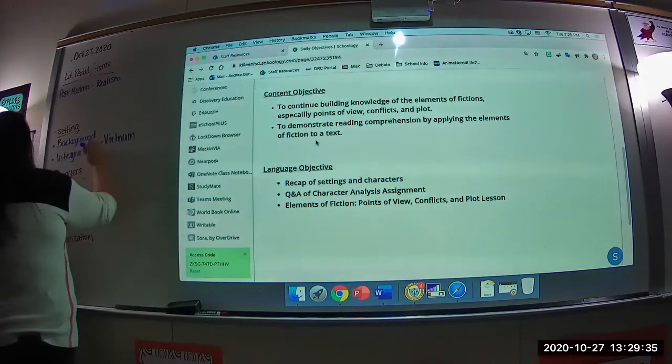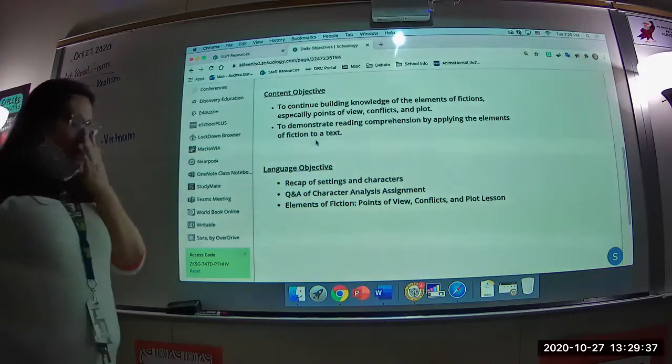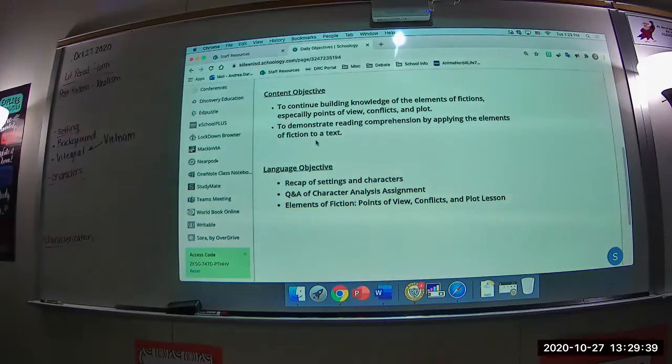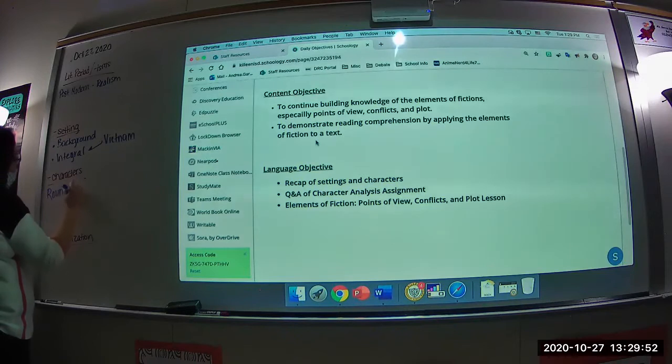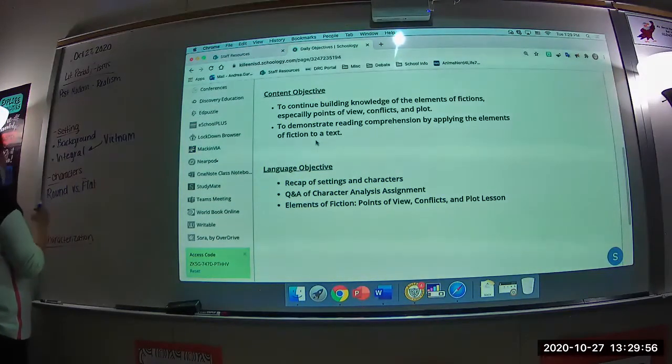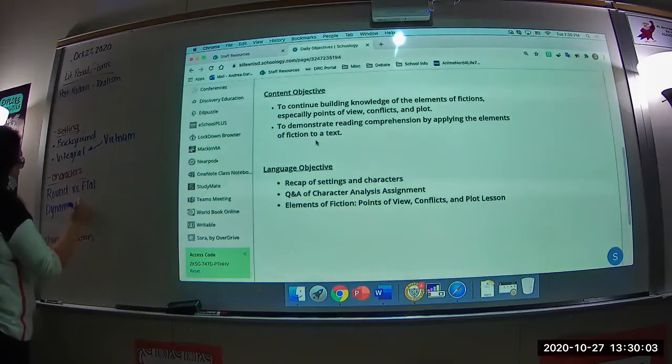Okay, we talked about characters. Which one has depth? What do we call a character that has depth? Round. Versus what? Flat, the ones that don't have depth. What's a character that changes? Dynamic. Versus? Static.